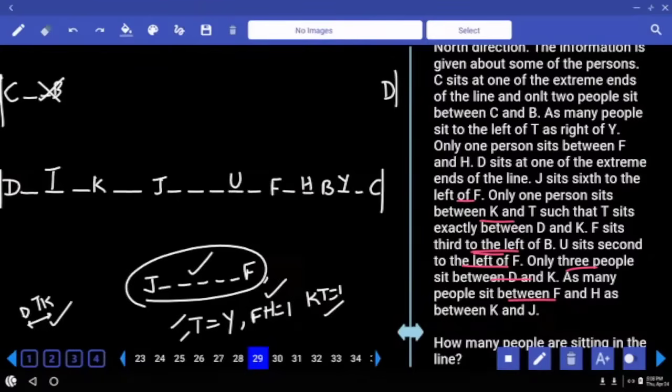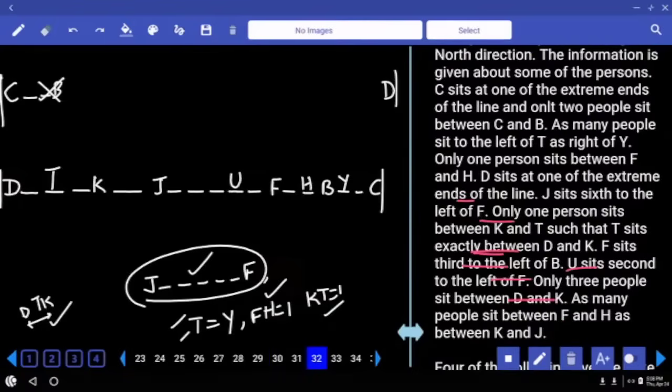Now this is about question numbers 29 to 32. Then next one 33 onwards.